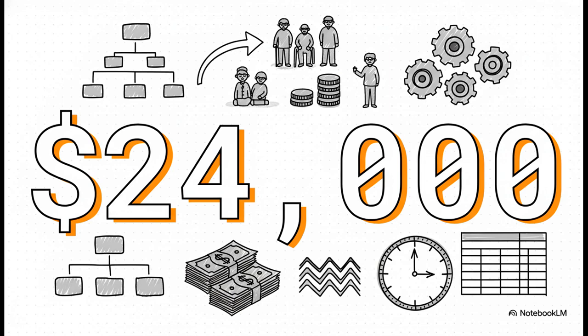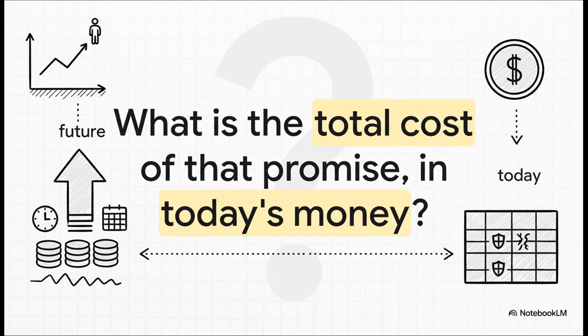Let's say the company has promised every single person who retires a pension of $24,000 a year for the rest of their life. So how do we figure out the total cost of that promise? Now here's the crucial thing to remember.